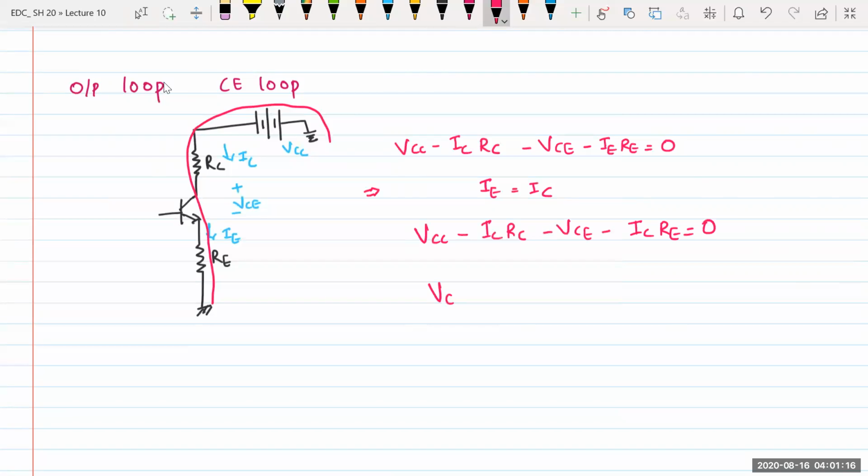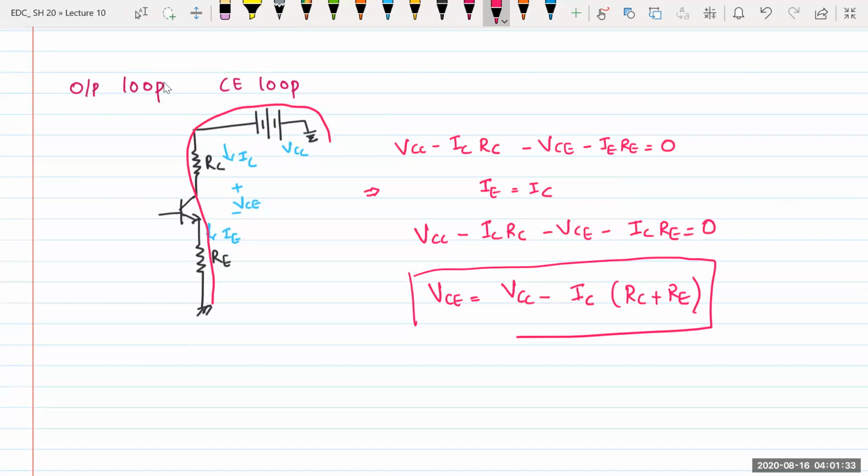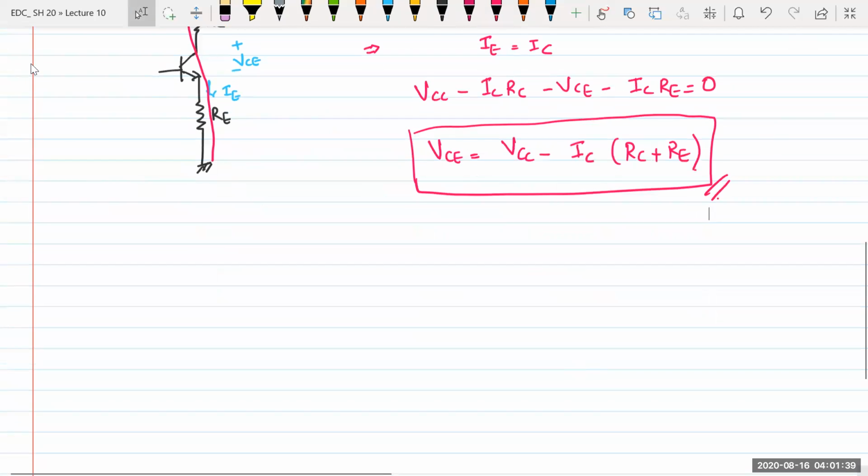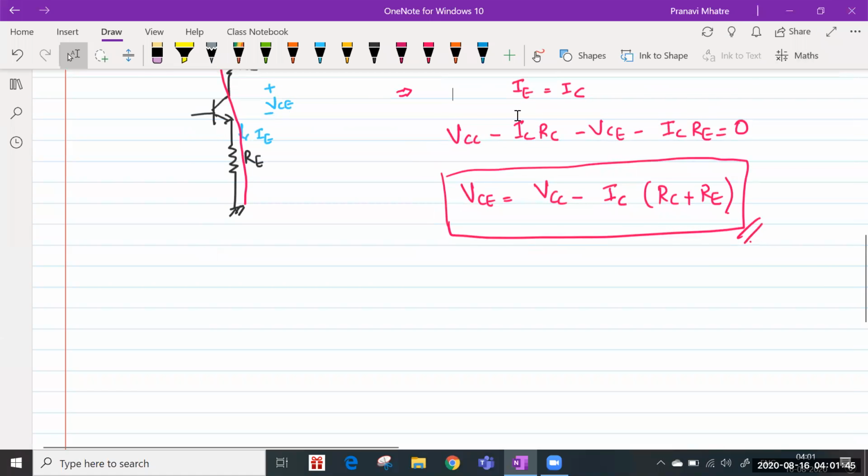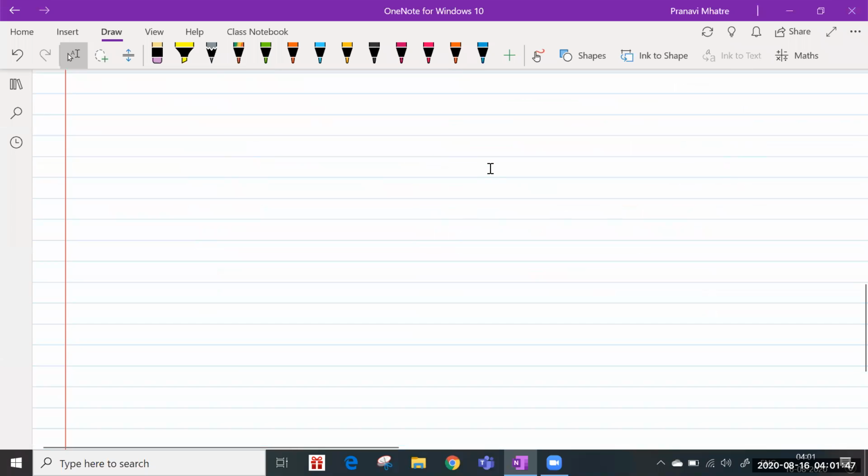From this, we are supposed to calculate VCE. I'll transfer this VCE to the other side, I'll get VCC minus, I'll take IC common, it will be equal to RC plus RE. This is my VCE expression. After this, next part is to draw the DC load line. DC load line is to be drawn on the output side.